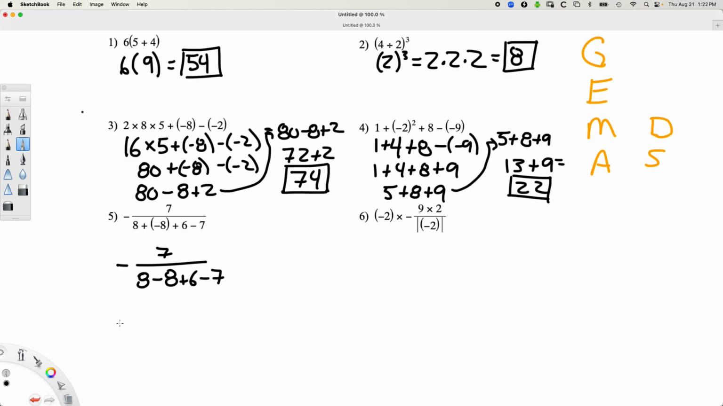Okay, so now I'm going to continue on. -7 over 8 minus 8 is just 0, so that just goes away. That goes away, so I've got 6 minus 7. So that becomes -7 over 6 minus 7 would just be -1. Now what is 7 over -1? 7 divided by -1, it just turns into -7. So I'm going to have that is equal to -7. And then a negative of a negative is a positive. So this all turns into, when I'm all done, just regular old 7.